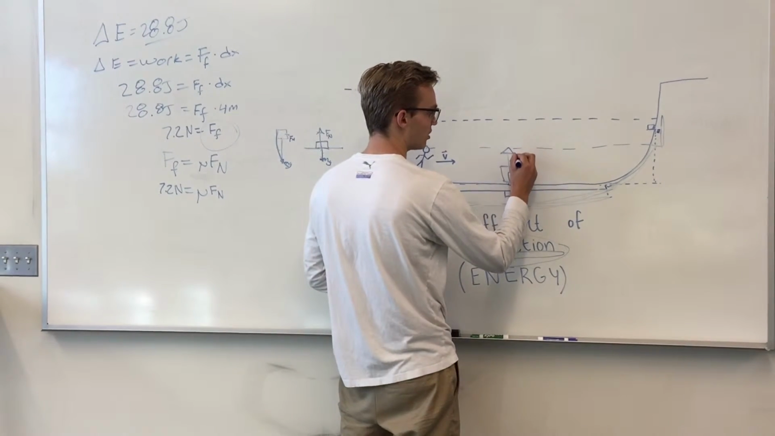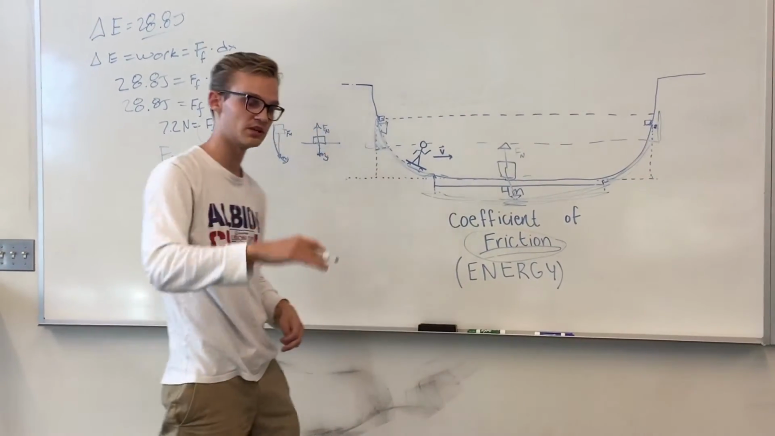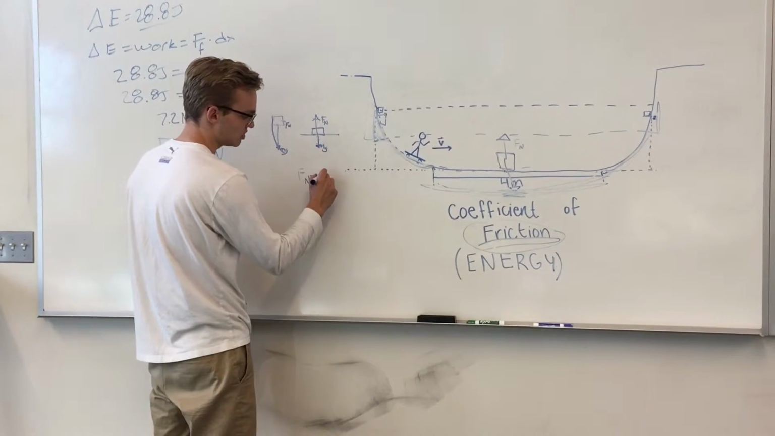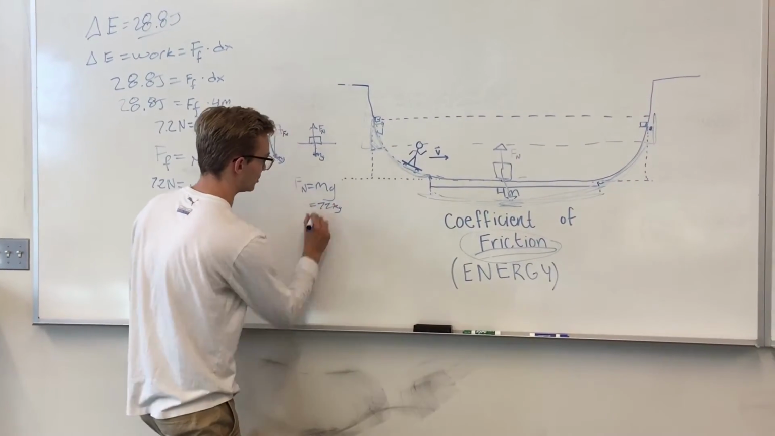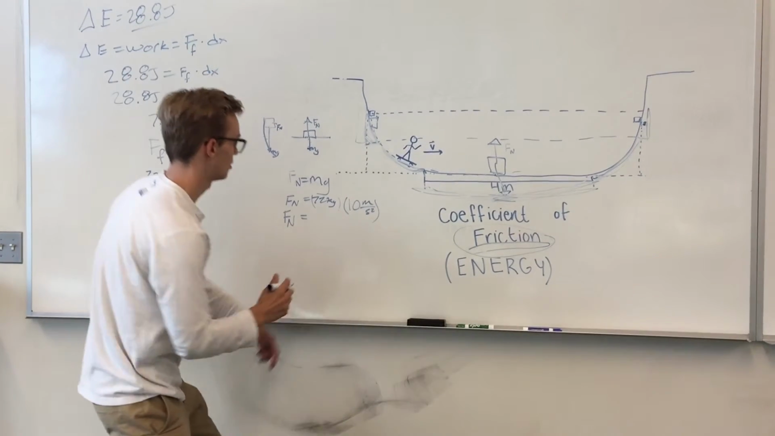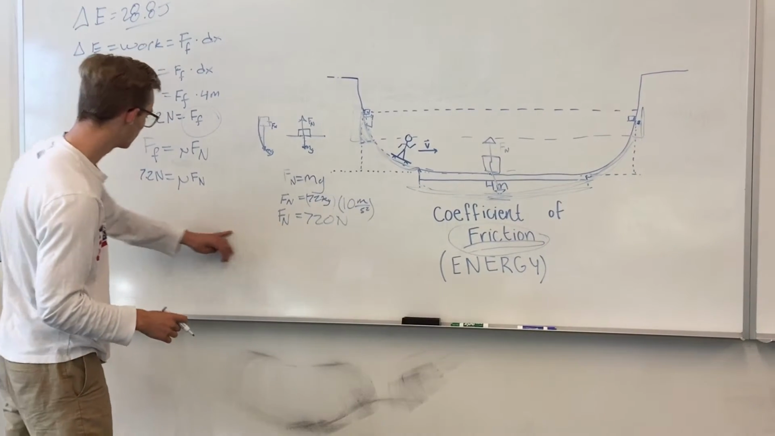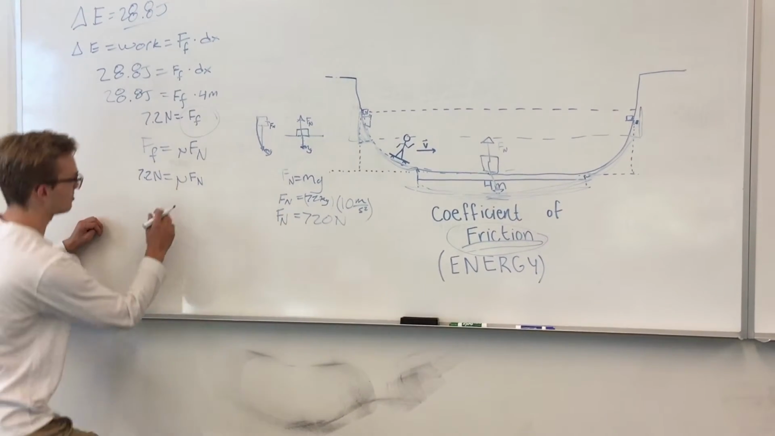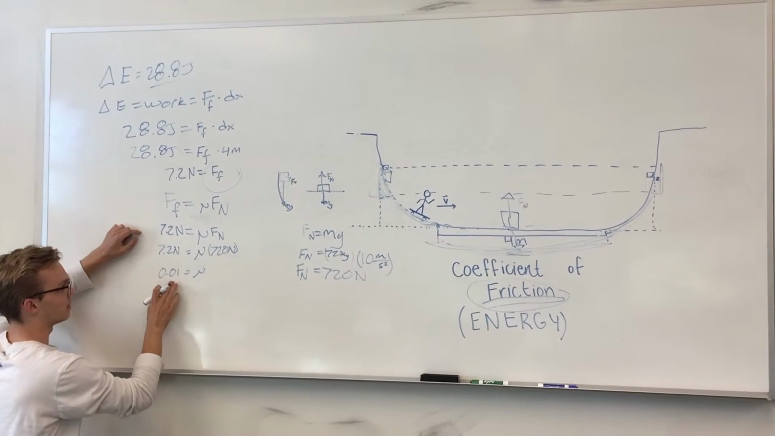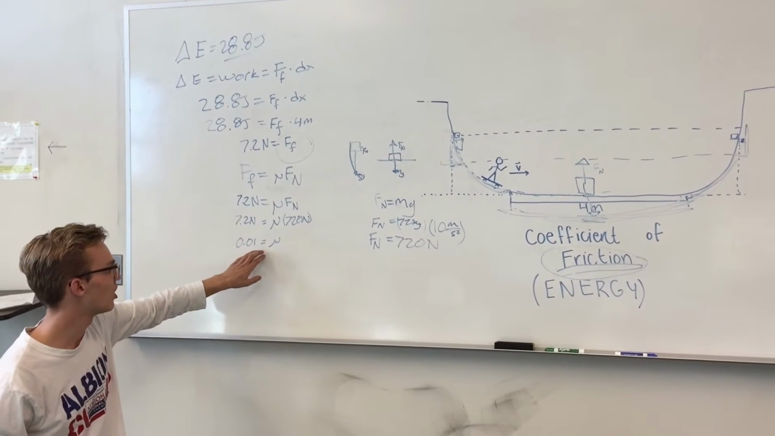Well, what does the normal force equal over these 4 meters? Well, if it's level and he's not accelerating, then the normal force must equal mg, which is equal to 720 newtons. So then, when we divide out and substitute, the coefficient of friction is 0.01. This makes sense, right? Because this is a really small coefficient of friction.